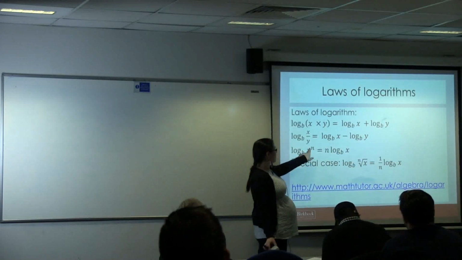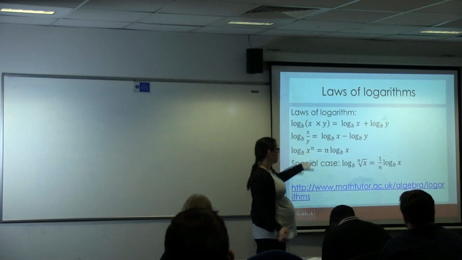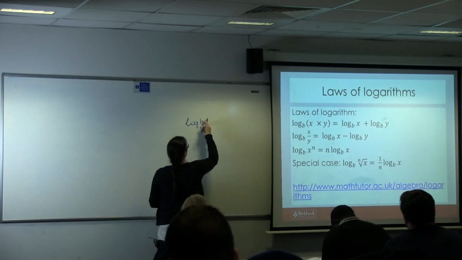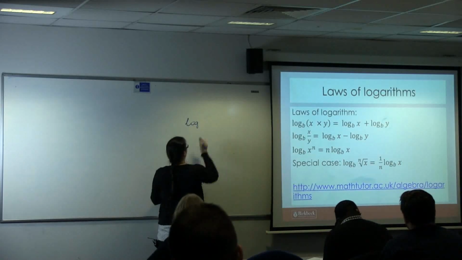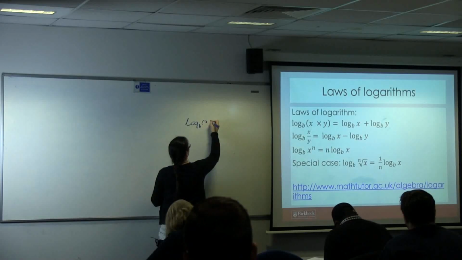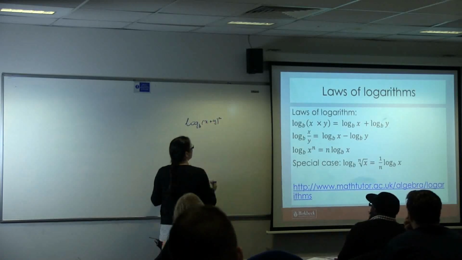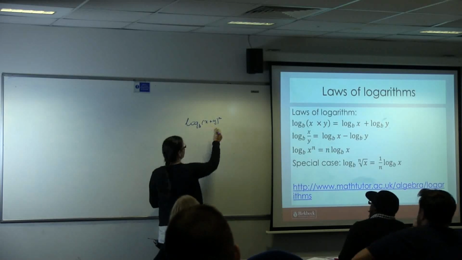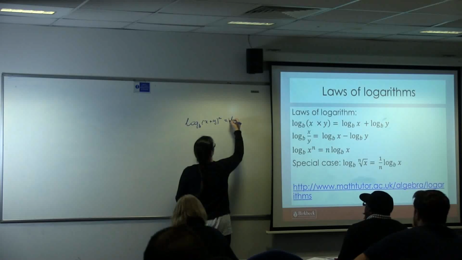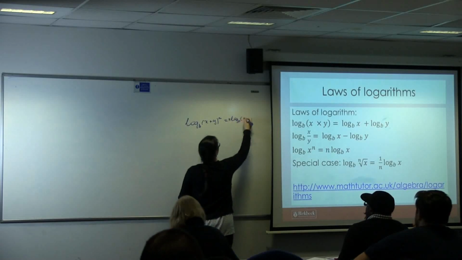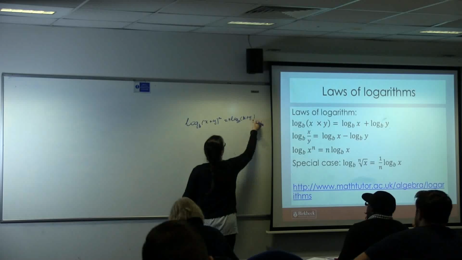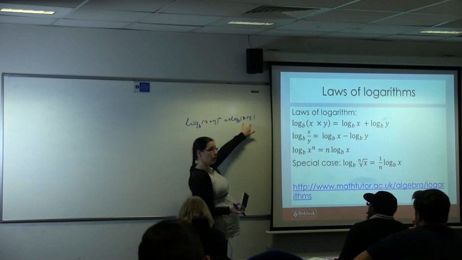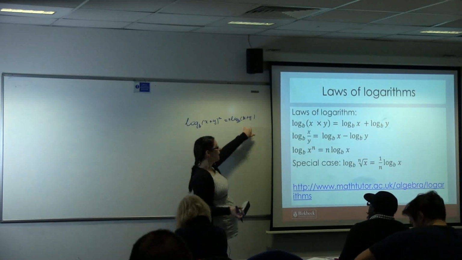So the key here is that there is only one thing behind the log. If I had something like log b of (x plus y) to the n, I can still bring that down because there is one thing behind the log. So that would be n times log b of (x plus y). But that's how far I can go, because there is no rule for adding things together behind the logs.